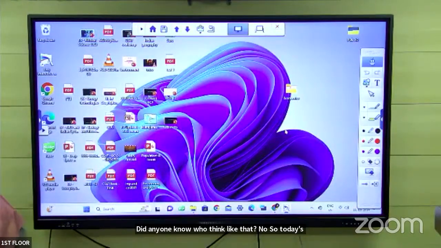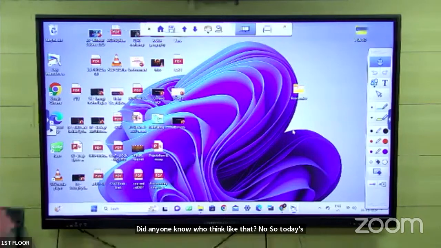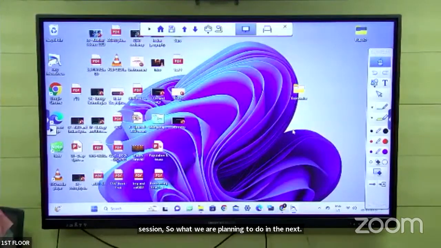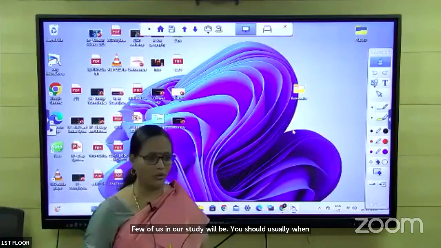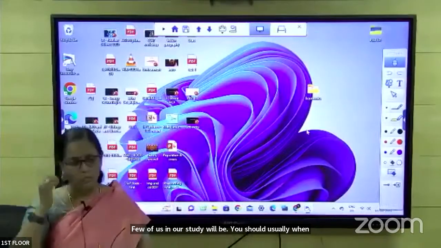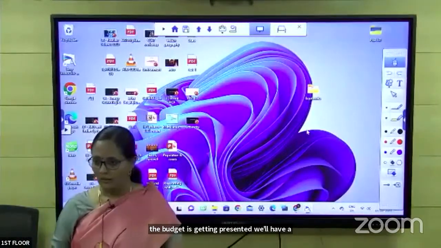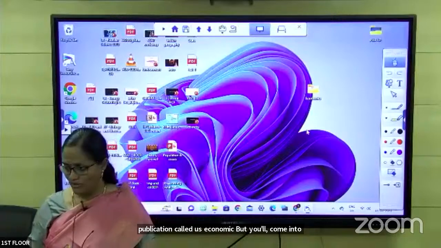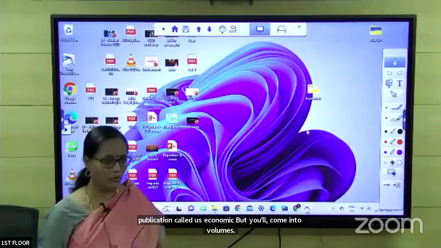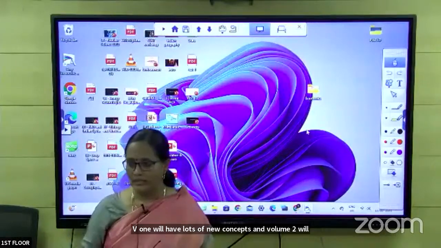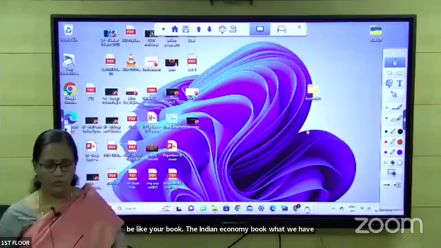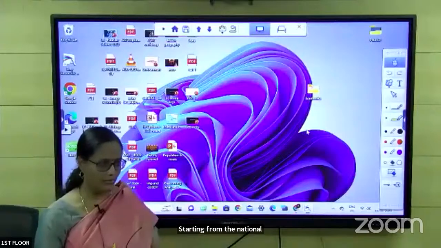So what we are planning to do in the next few hours in our study will be, usually when the budget is getting presented, we'll have a publication called the economic survey, which will come in two volumes. Volume 1 will have lots of new concepts, and volume 2 will be like your book, the Indian economy book, what we have given to you, starting from the national income, moving up to the external sector.